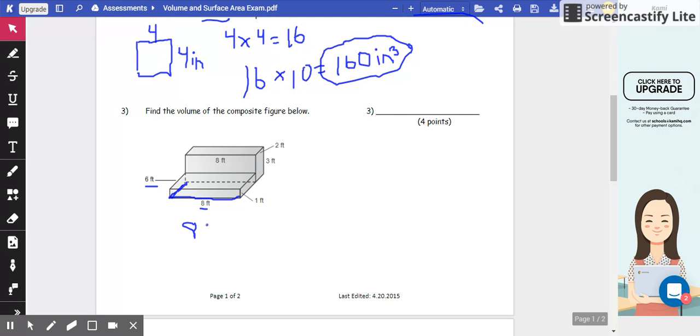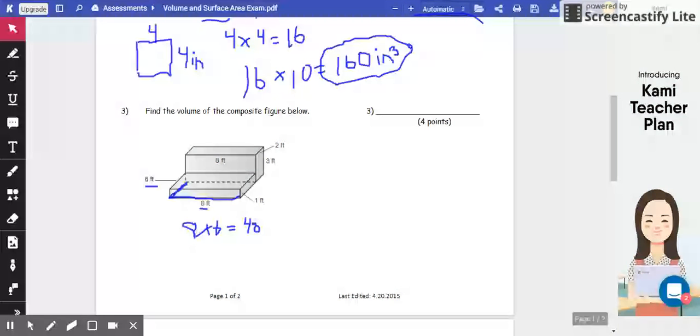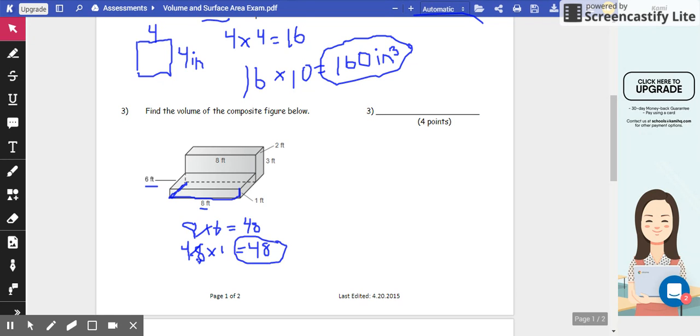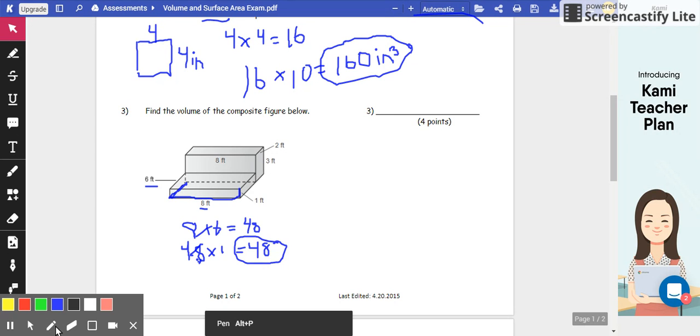So we have to find the area of the base. We have 8 times 6, or 6 times 8, which is 48. That's the area of the bottom rectangle. And then we need to take our 48 and multiply it by our height. Well, in this case, our height is 1. So 48 times 1 is 48. Okay, so 48, and that would be feet cubed. That's going to be the volume of the first rectangular prism.